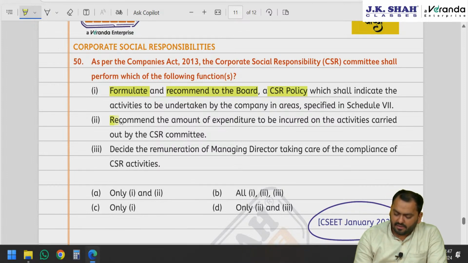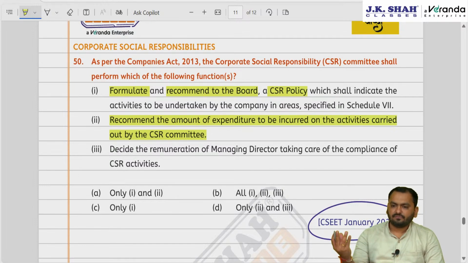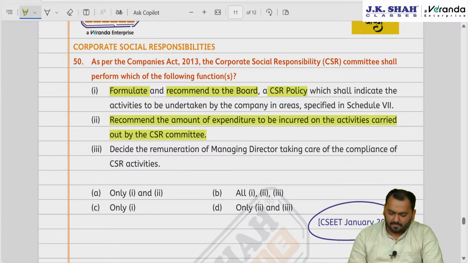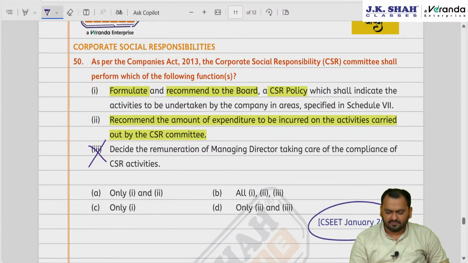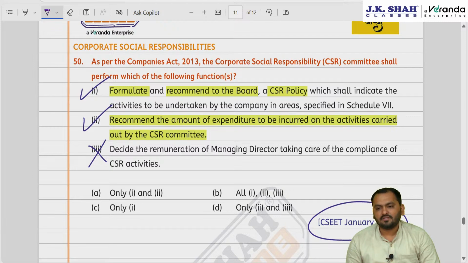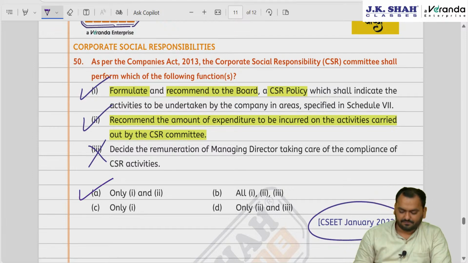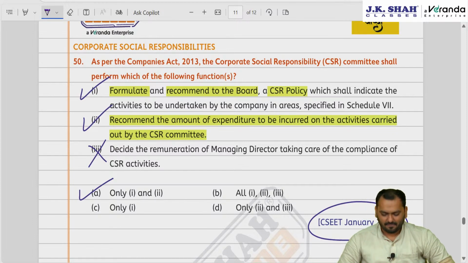Then recommend the amount of expenditure to be incurred on the activities carried out by CSR committee. Do they have to recommend any amount? Yes, they recommend the amount also after calculating that 2% of average net profits made by the company. Then decide the remuneration of managing director taking care of compliance of CSR activity. No. This is not the job of CSR committee. So what are the functions? So answer is 1 and 2. Right? So answer is option A. 1 and 2, only 1 and 2, these are the functions of CSR committees.